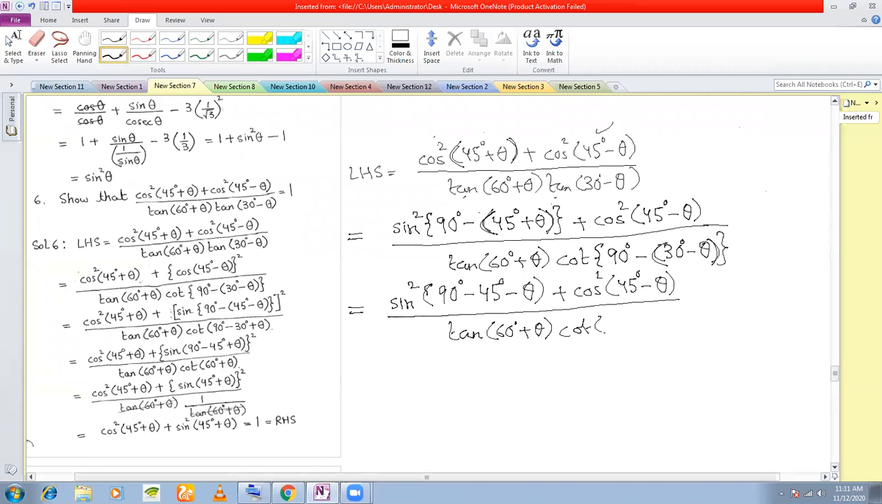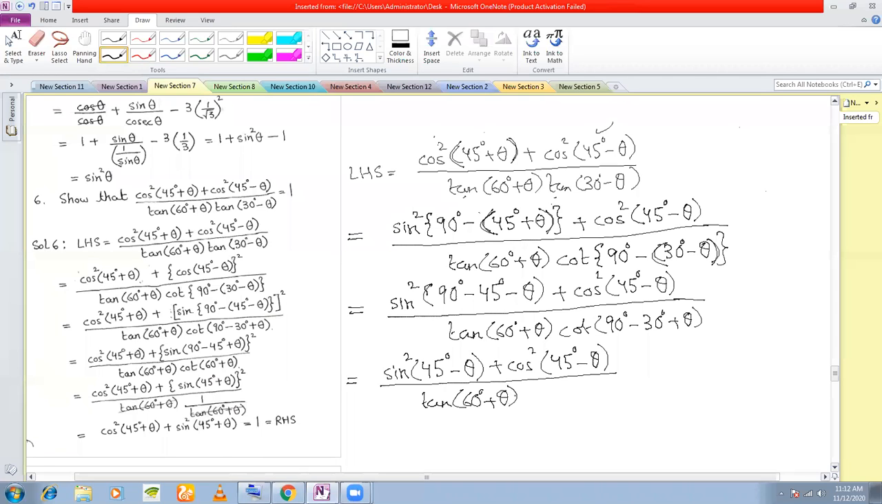Cot. So what do you get here in the numerator? You get sine square. 90 minus 45 is 45. You get 45 minus theta plus cos square, again 45 degree minus theta, divided by tan 60 degree plus theta, cot 90 minus 30 is 60, 60 degree plus theta.